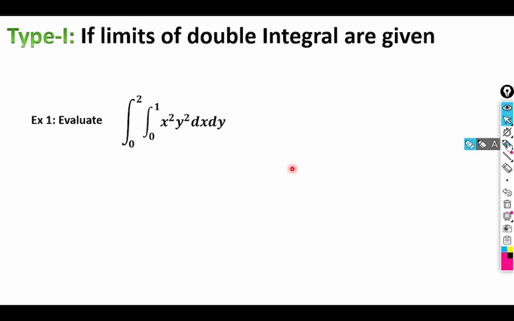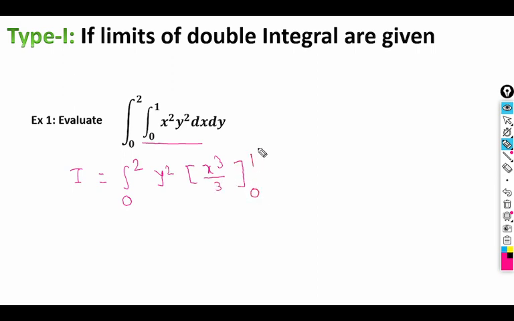To start the integration, we focus on the inner integral. We integrate it with x, treating y like a constant. So the given integral I will become the integral 0 to 2 outside as it is. As I told, y square is a constant as it is. The integral of x square is x cube by 3, with limits 0 to 1, and dy is left as it is.